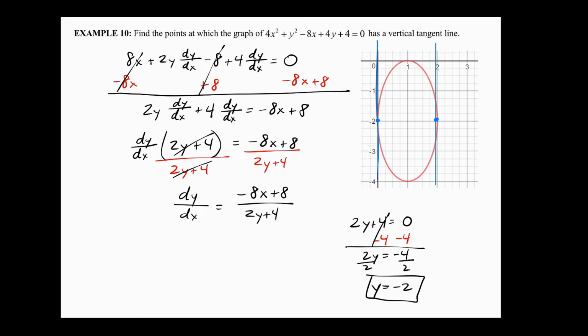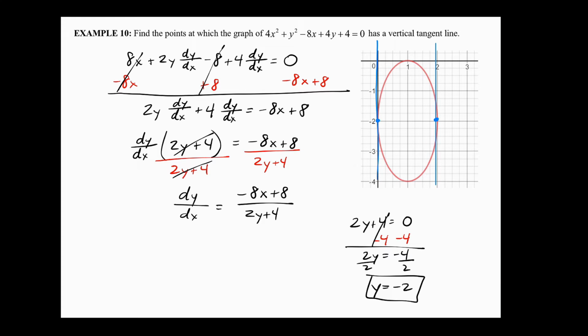So we know y equals negative 2. So kind of with these blue dots here. But they want the points, right? Point means an x and a y. So how do I get the x to go with the y's? Because right now I just have a y. That's not a point, right?